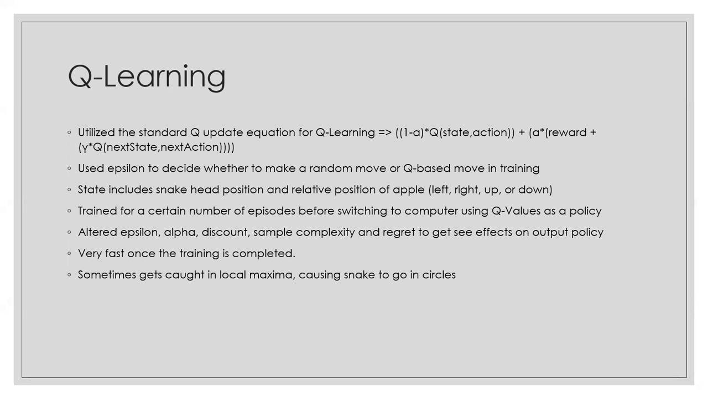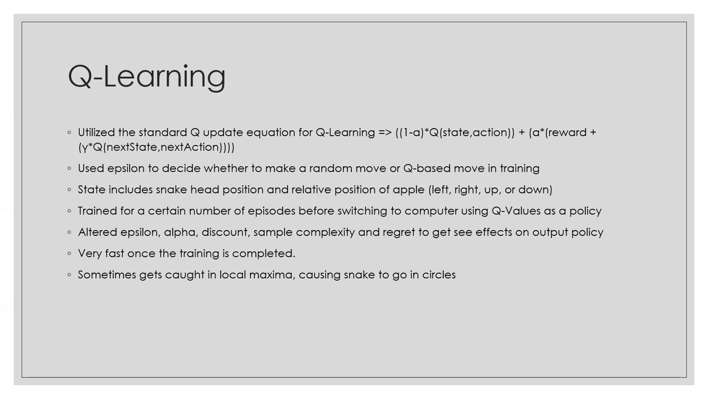The Q-learning aspect of my project was utilizing the Q update equation for Q-learning, which I have written here. And I used epsilon to decide whether to make a random move or a Q-based move in the training. So the Q-learning was made of two different parts.